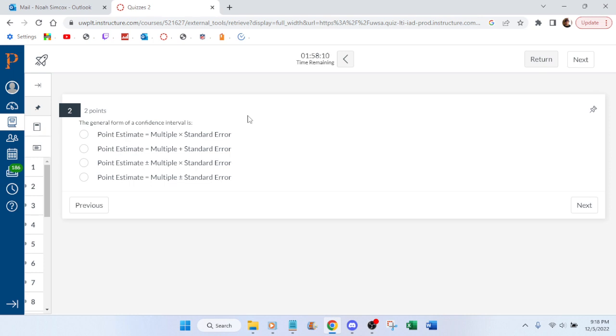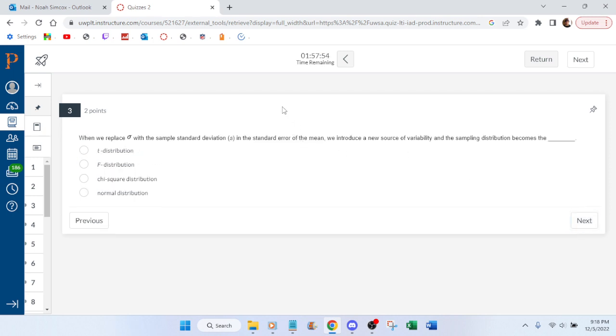The typical form of a confidence interval is point estimate plus or minus a multiple times the standard error. So point estimate plus or minus multiple times standard error. This is way easier than I thought, because I looked at the study guide and wrote down all the important information.